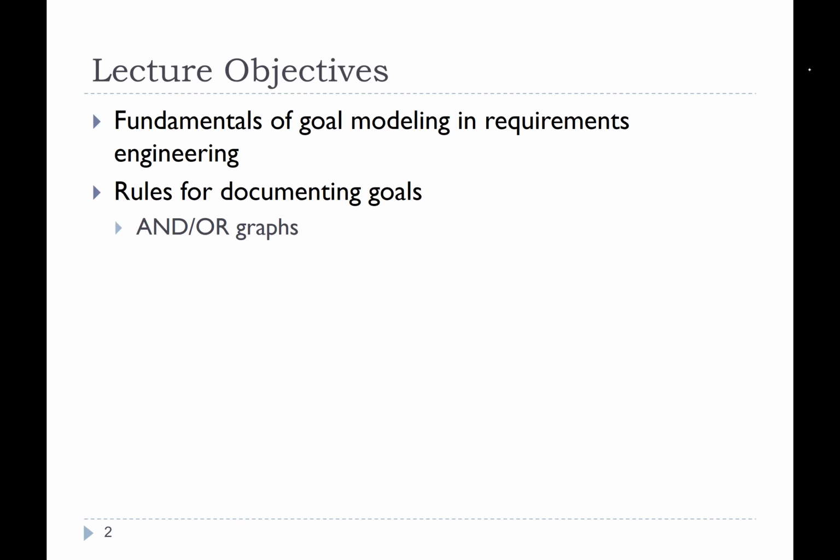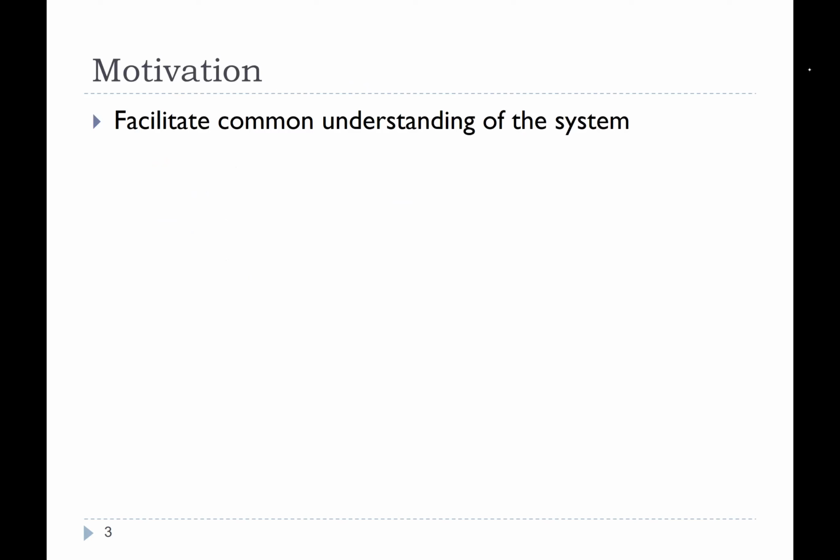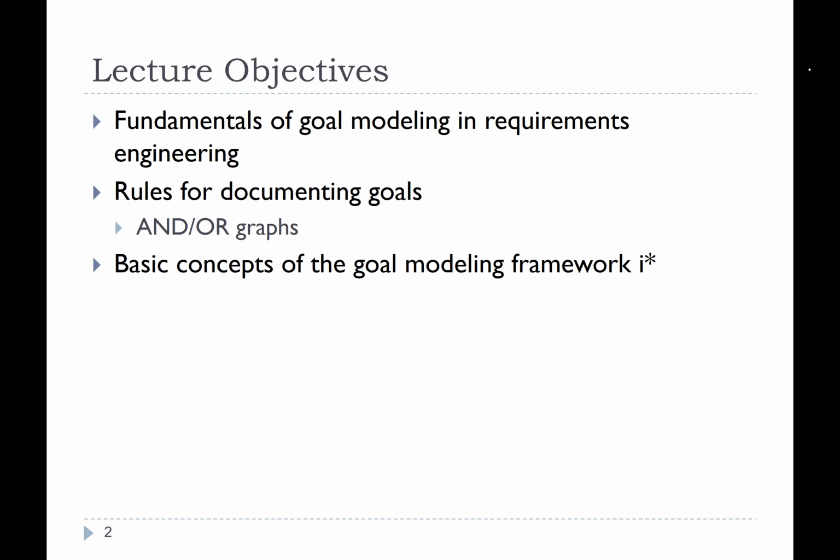So we're going to look at the basics of those modeling techniques through AND and OR graphs first, and then we'll look at one of the most popular frameworks for goal-oriented modeling, that's I-STAR. Actually, we're going to be doing more than just I-STAR. Another one is called KAOS. I-STAR and KAOS are kind of like the iPhone and the Samsung of the goal-oriented modeling market.